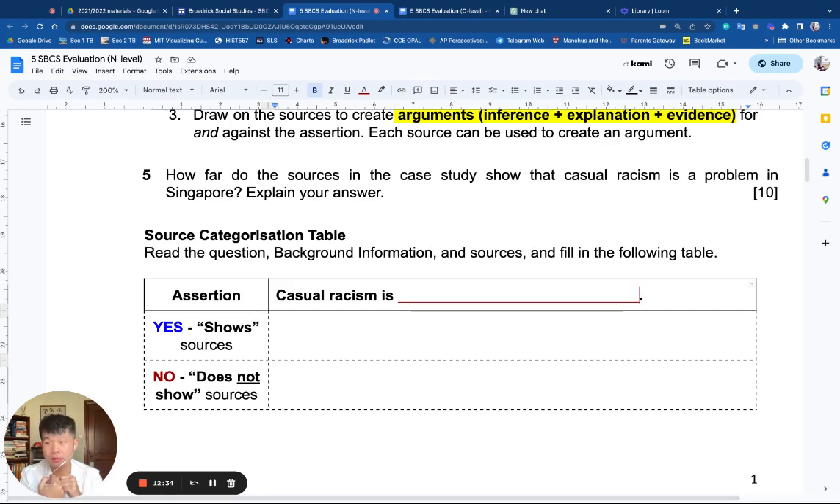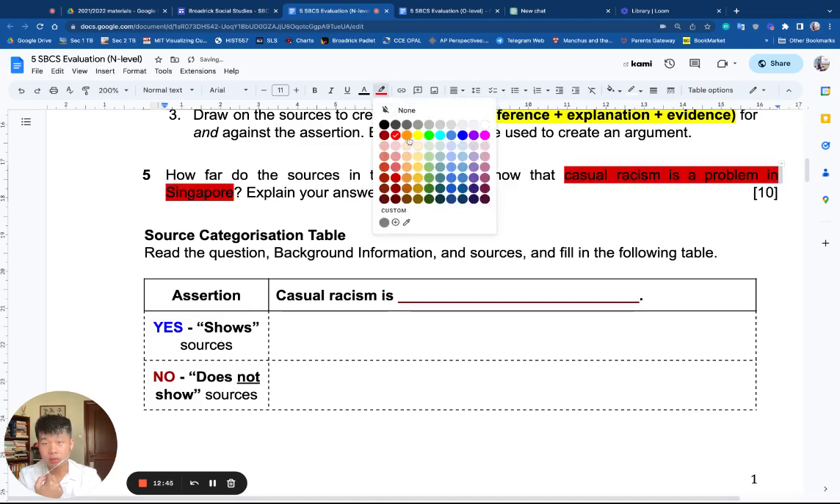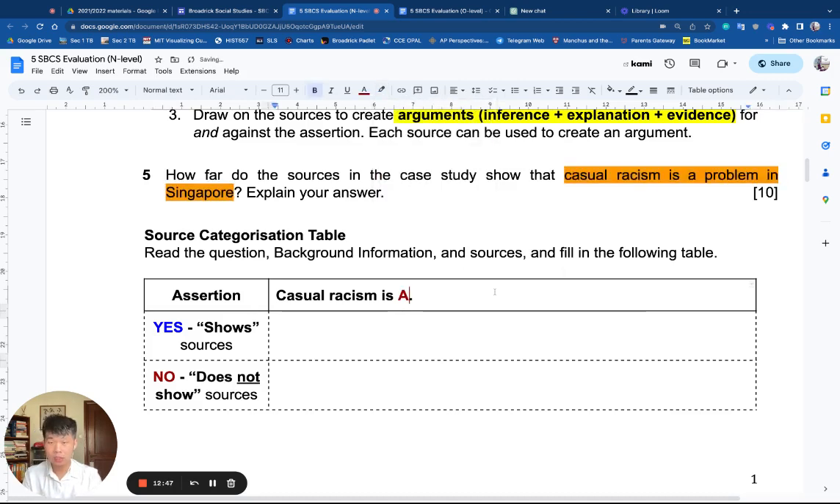What is the statement? Try to fill it in. You will see that the statement is here. And therefore the statement, the assertion, is casual racism is a problem in Singapore. This is the assertion.